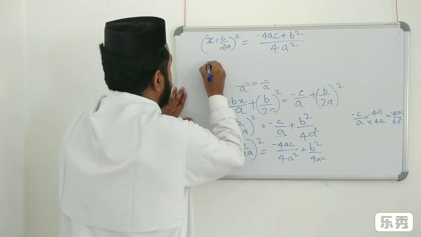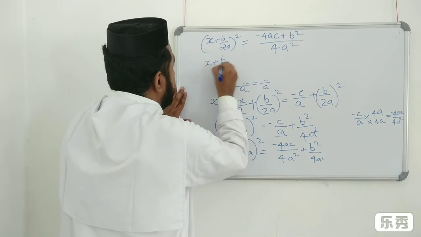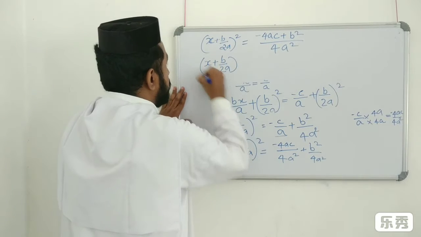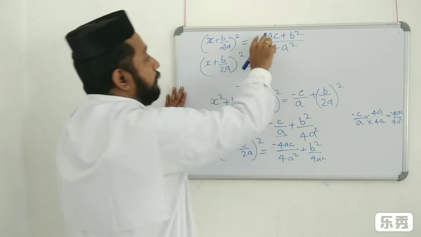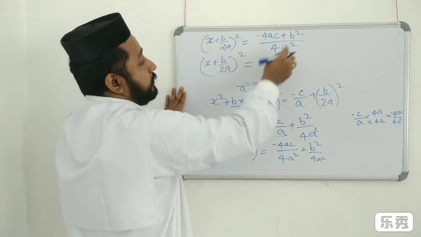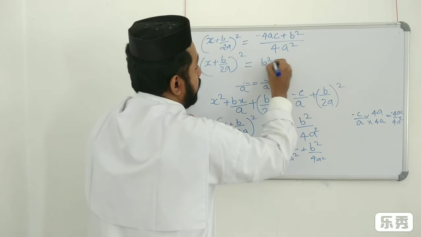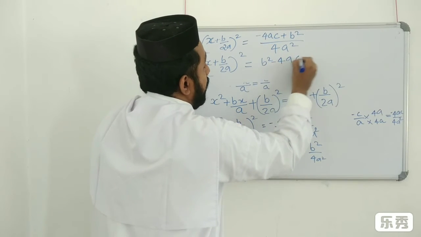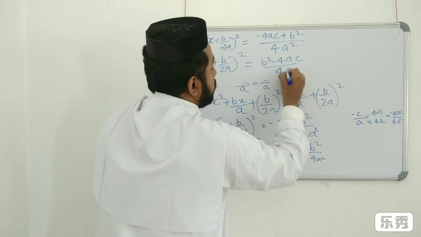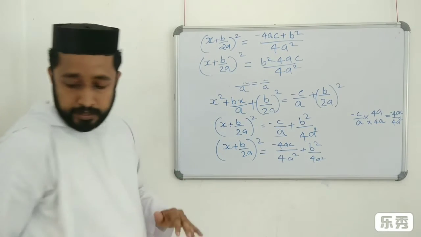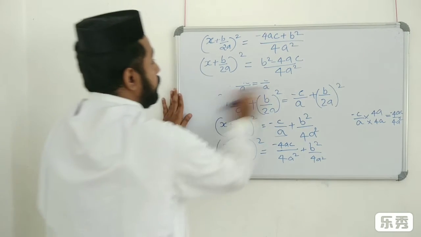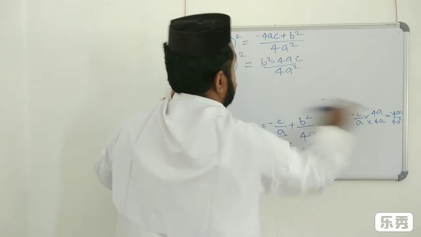Or I am going to write (x + b/2a)² = (b² - 4ac)/4a², writing b² first and then -4ac.